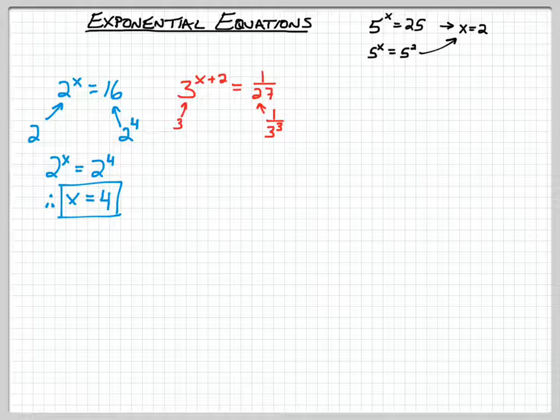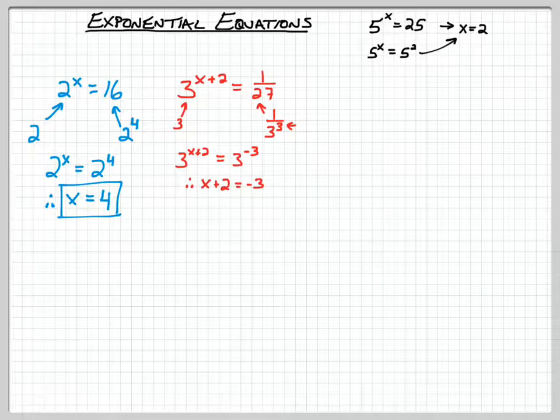But we still need the same base. 1/3 is not the same base as 3. So we need to change this a little bit to make it still base 3, and we have to use that idea of negative exponents. So we're going to bring it up to the numerator and say negative 3 power. Now we've got the same bases of 3, and x plus 2 equaling negative 3, so we can drop the bases and just solve for x, and we get x equaling negative 5.